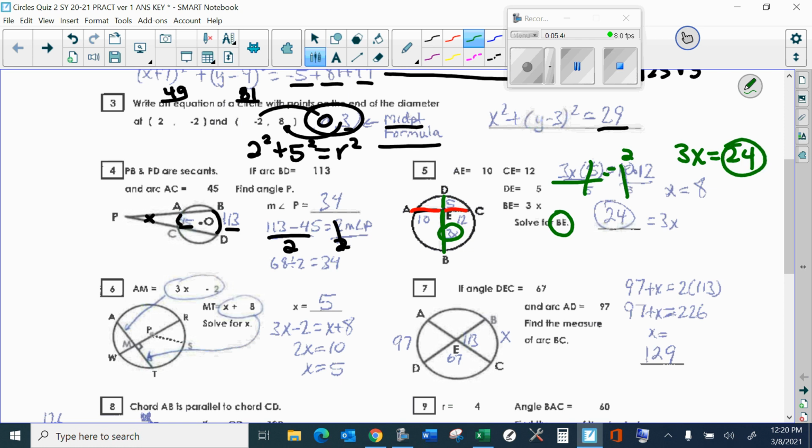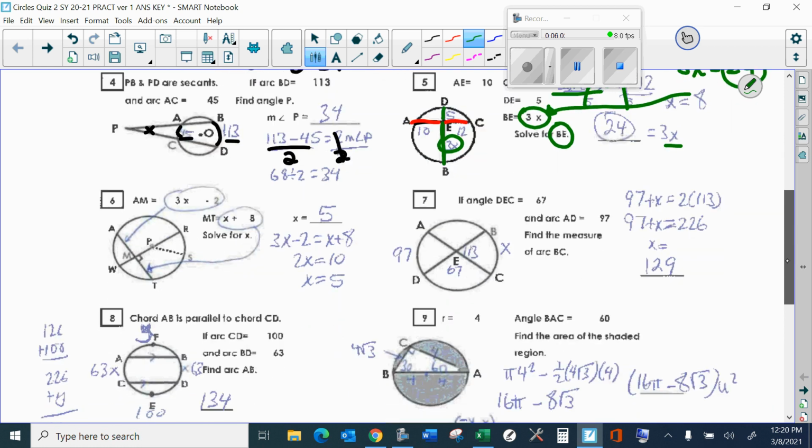But if it didn't work out like that, you solve for x, you get 8, and then you plug it back in, and BE is 3x as it shows here, so 3 times that 8 is 24. That's what I'm showing you right there. All right, number 6.